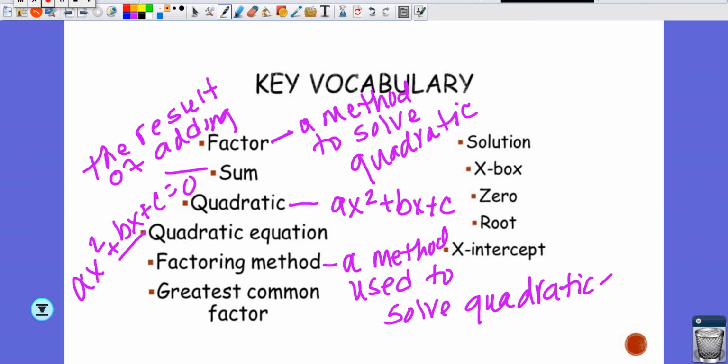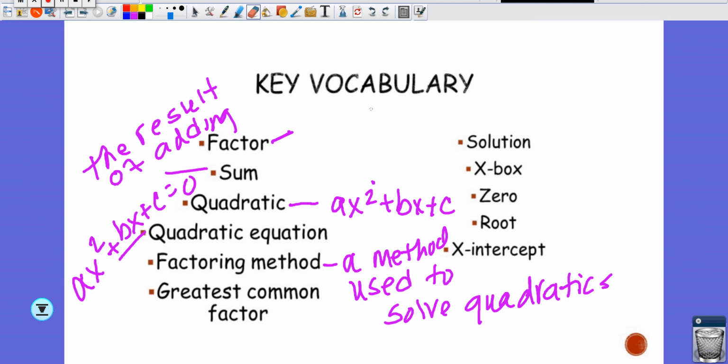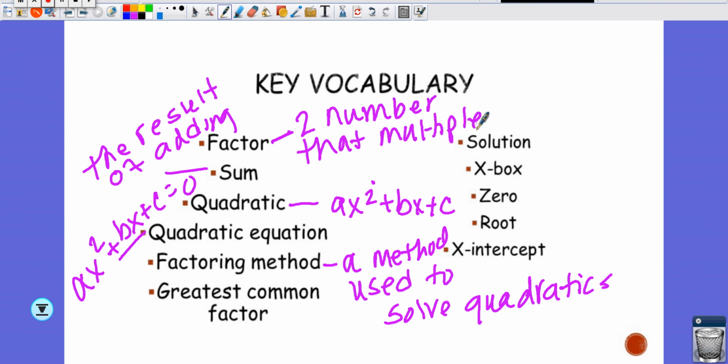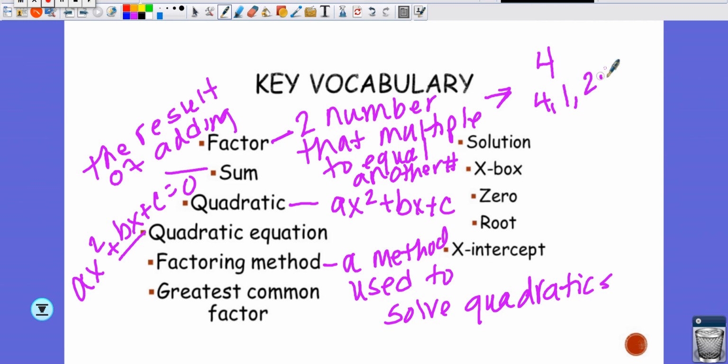Okay, I need to go back over the other word. What's a factor? I'm sorry. A factor is two numbers that multiply to equal another number. Here's what I mean by that. Here's an example. What are the factors of 4? The factors of 4 are 4 and 1, and 2 and 2. So these are the factors of 4.